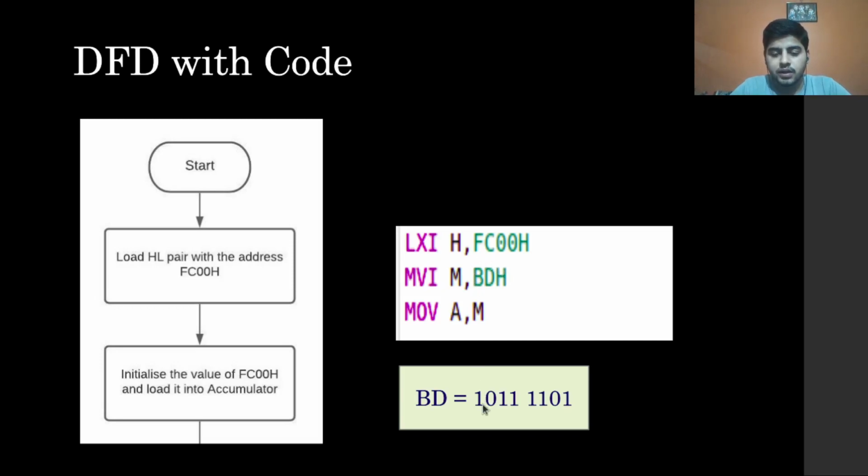So if we go with our previous example, 10111101, its hexadecimal representation will be BD. I am moving this BD into this memory location, and after that we will be moving the value from that memory location to the accumulator. It means we are loading this number to the accumulator.